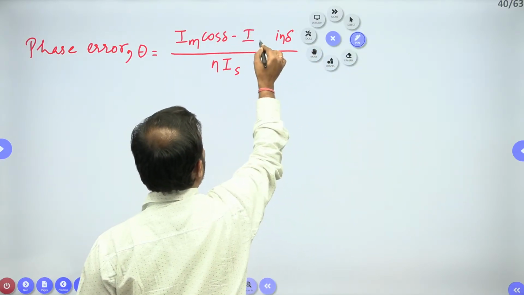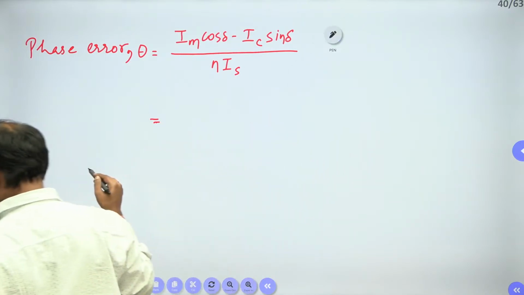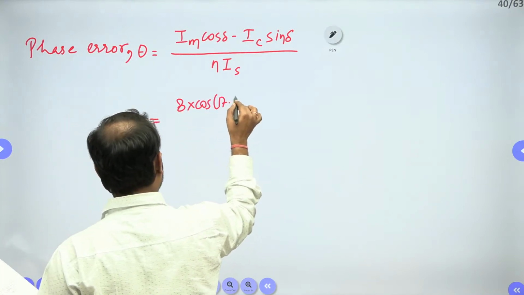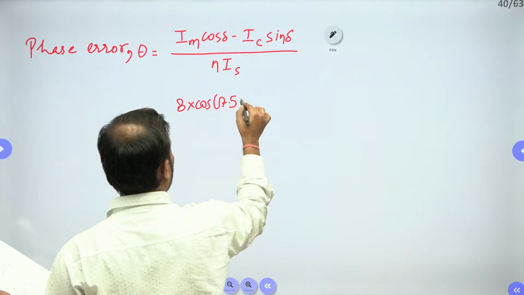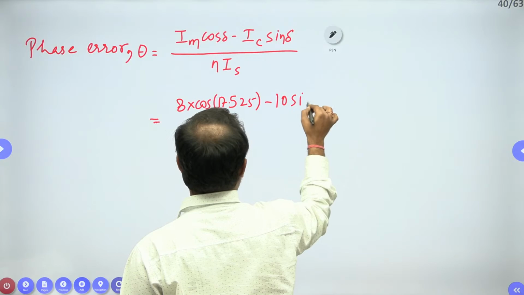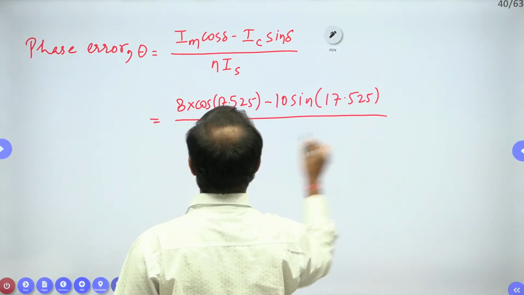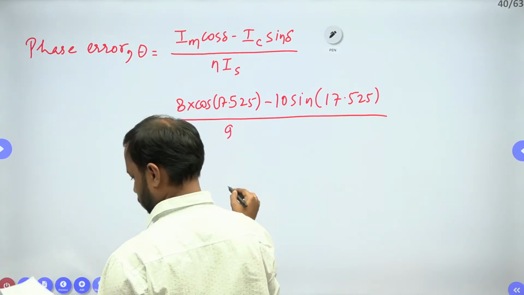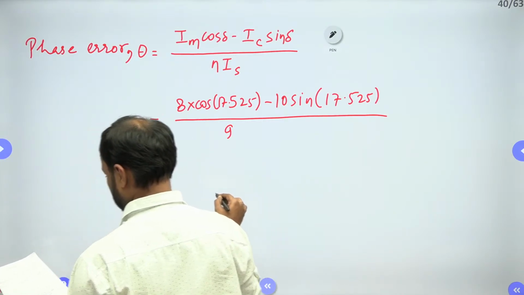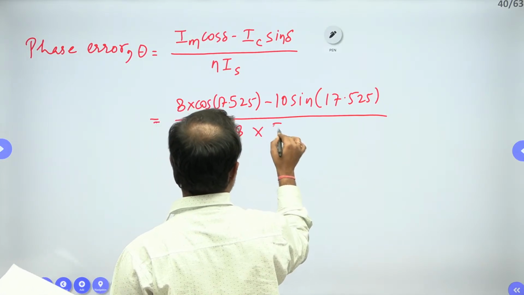This is I, C sign. Okay. So IM is what? IM is 8 into cos of 17.525 minus IC is what? 10 sin 17.525, whole divided by n, which is 98, na? N is 98 into, and IS is 5 ampere.